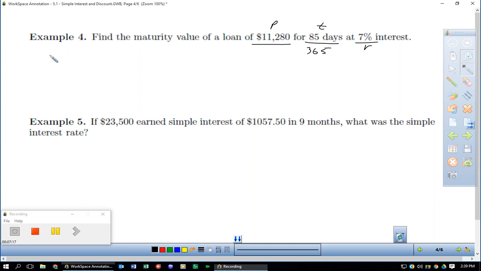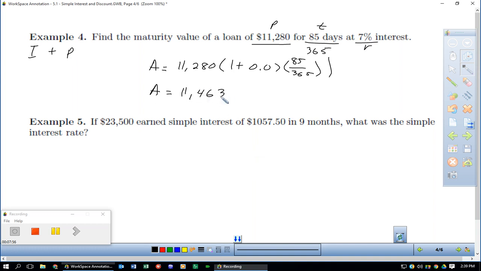Now, just like I said before, there are two ways you could do this. You could first find the interest and then add it to the principal, or you can use the formula A equals P times 1 plus RT, with T as 85 out of 365. In either case, you should get $11,463.88 if we round that. So that is the maturity value.